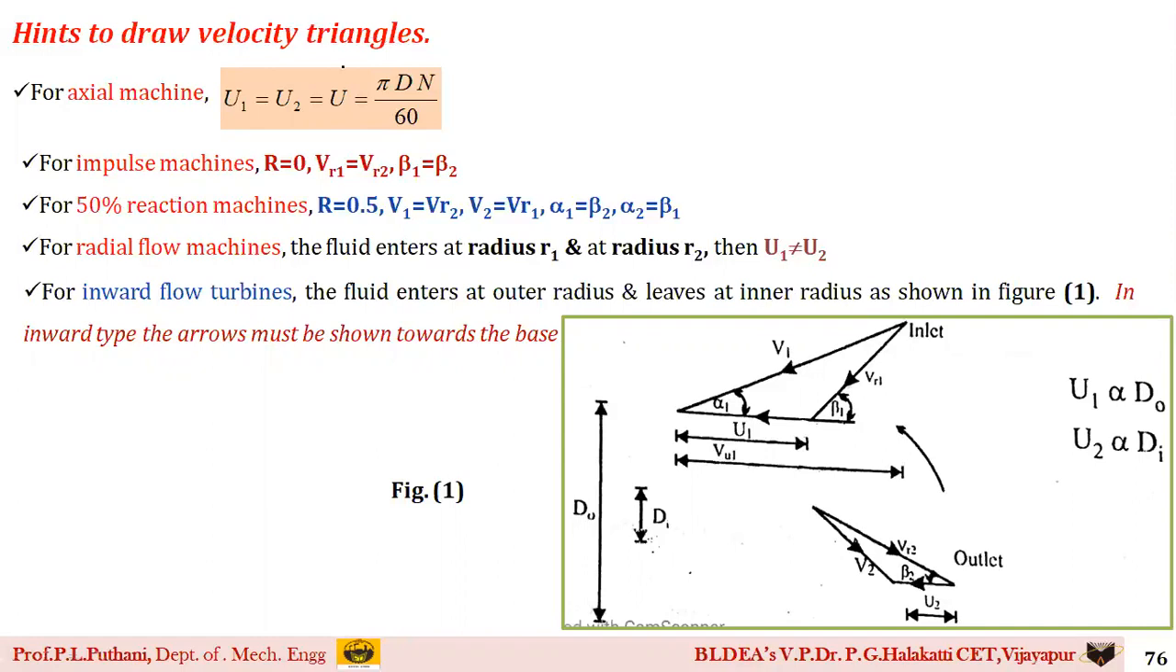The first point is regarding axial machines. The tangential speed always has to be calculated for the inlet velocity triangle as well as the outlet velocity triangle. But in an axial machine, the tangential speed at the inlet and the outlet are equal to one another, and you can write u is equal to pi dn by 60. Sometimes in problems, it is also given by the name mean diameter dm.